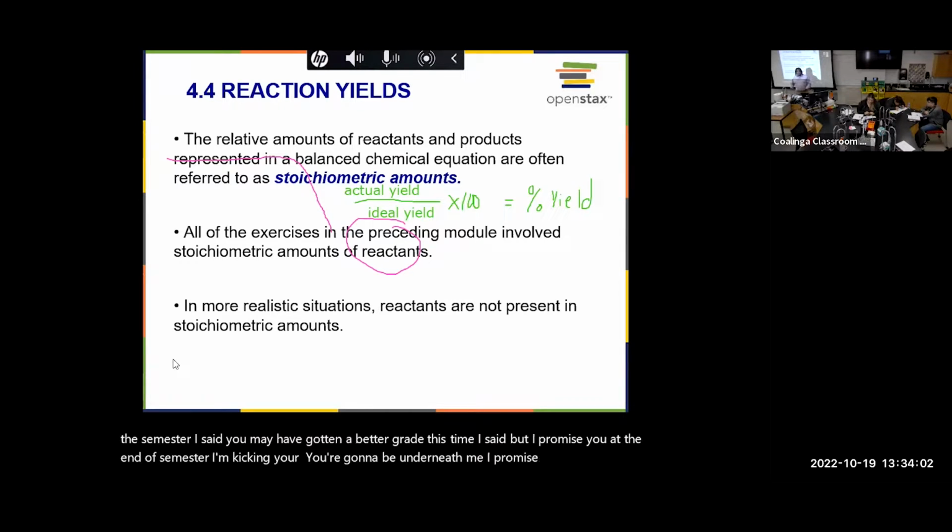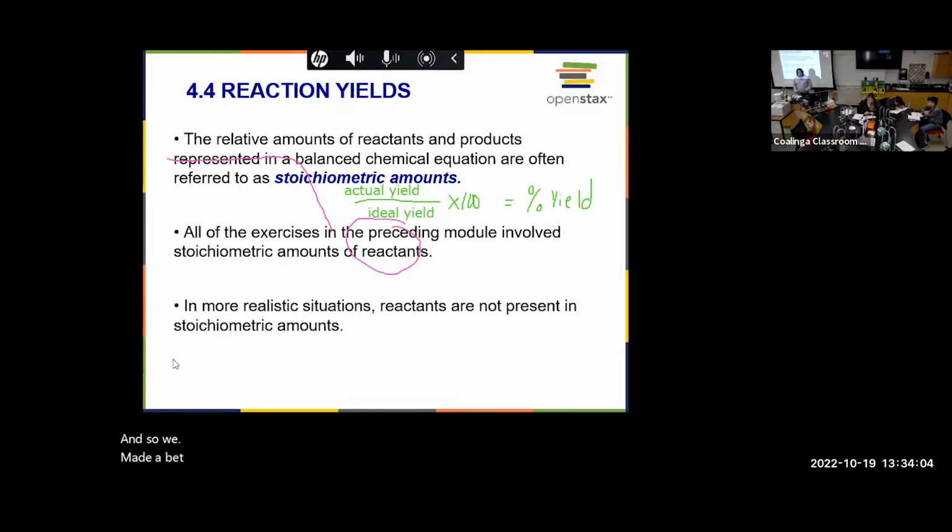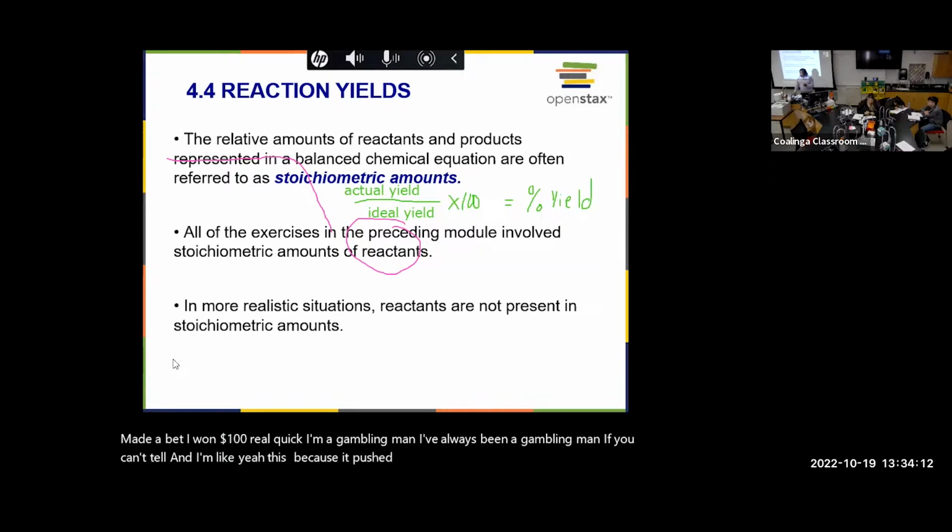And so we made a bet. I won $100 real quick. I'm a gambling man. I've always been a gambling man, if you can't tell. And it pushed me even more, because he had such a big fucking head. And he was very privileged, and he used his privilege for everything he could possibly use it for, right? And you're like, this motherfucker, right? He made this one comment, right? He made reference to, you don't belong here, right? Your people need to stay where you belong, right?